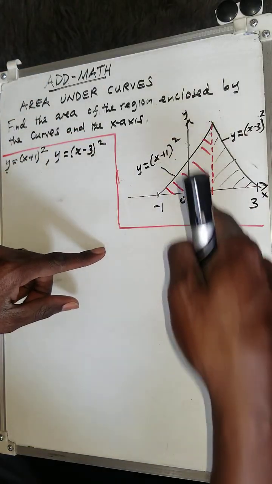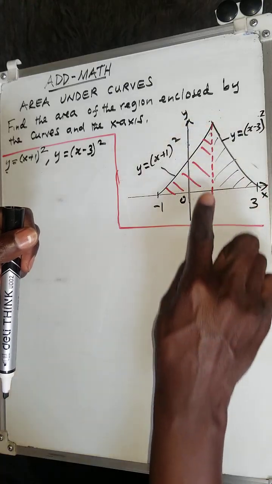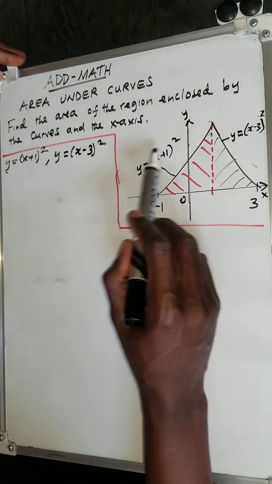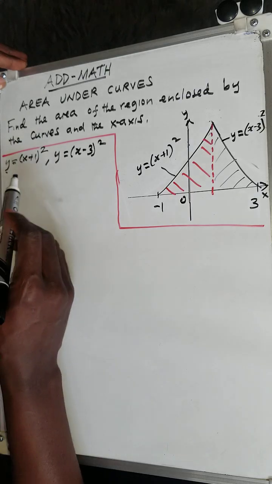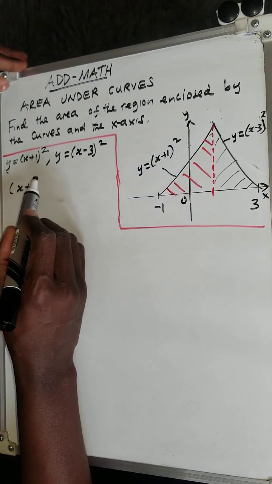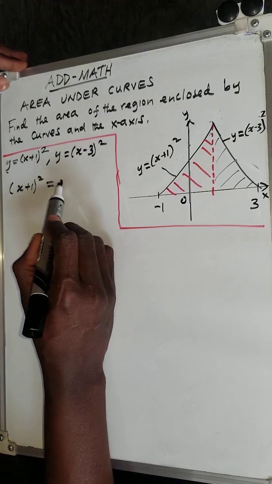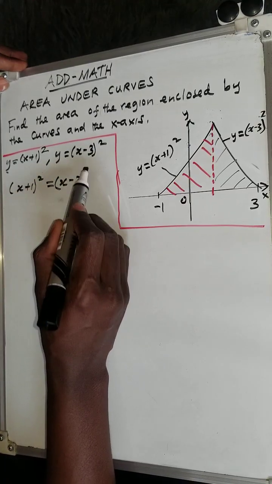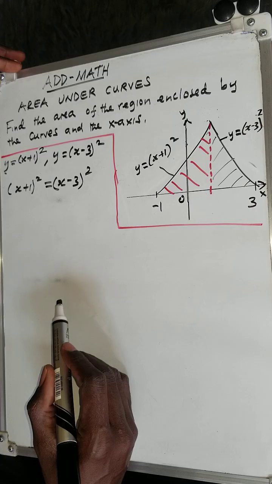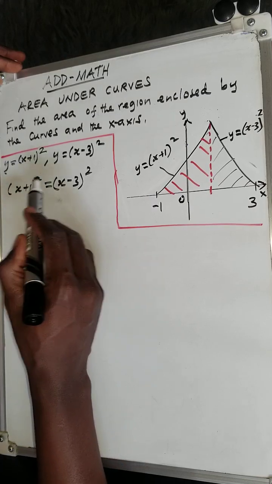Now the first thing that you do is simply, since the two curves are intersecting at some point, you need to find what is the value of x at which the two curves are intersecting. So how do you do that? You solve them simultaneously. So you can equate this to that, meaning that it will be (x+1)^2, which is equal to (x-3)^2.